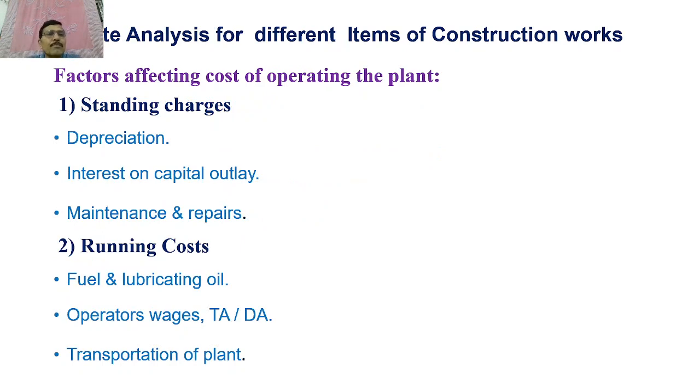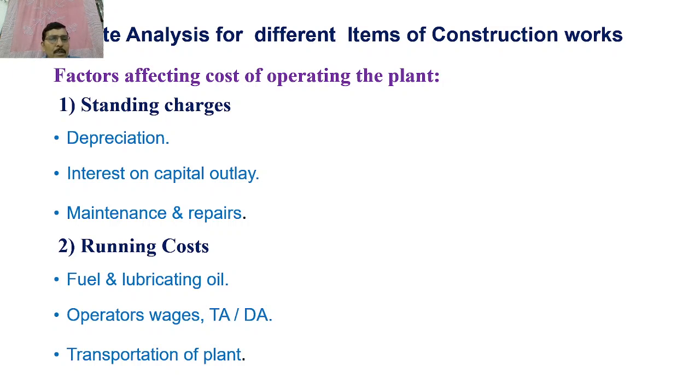Now let us learn about factors affecting the cost of operating the plant. The cost of operating plants is divided into two. Number one is the standing charges. In standing charges, we have to take into account the depreciation of the plant, interest on capital outlay which is provided for the purchase of the plant, then maintenance and repairs of the plant.